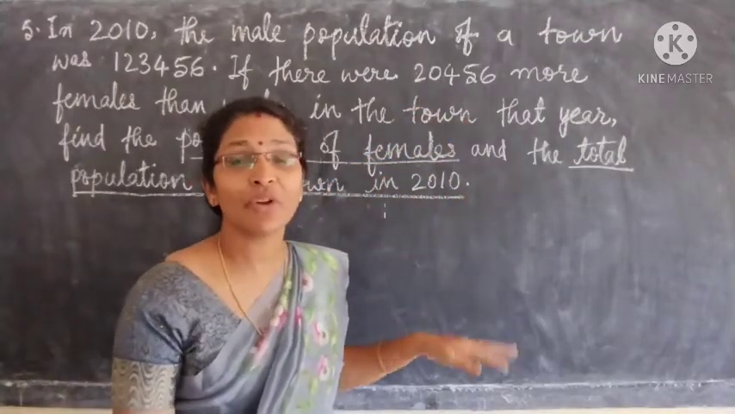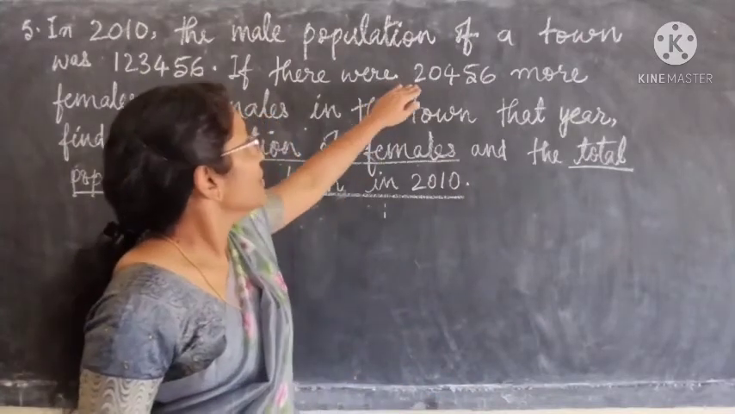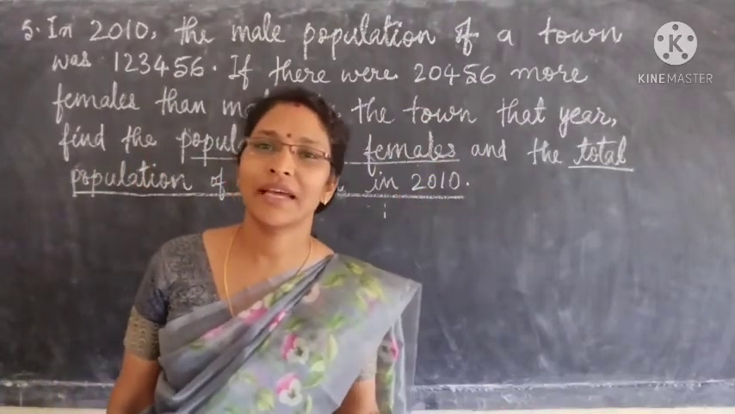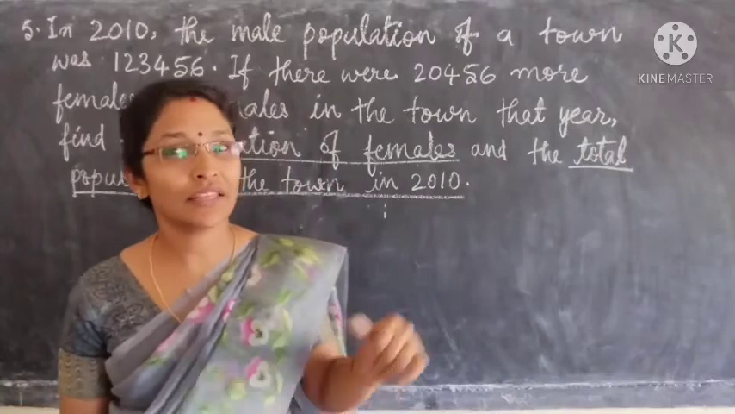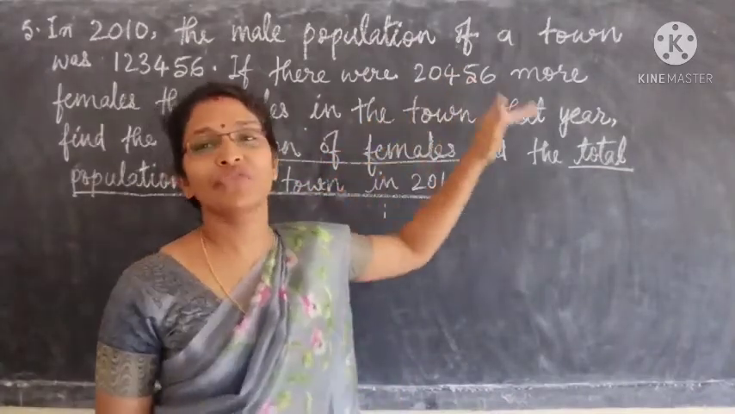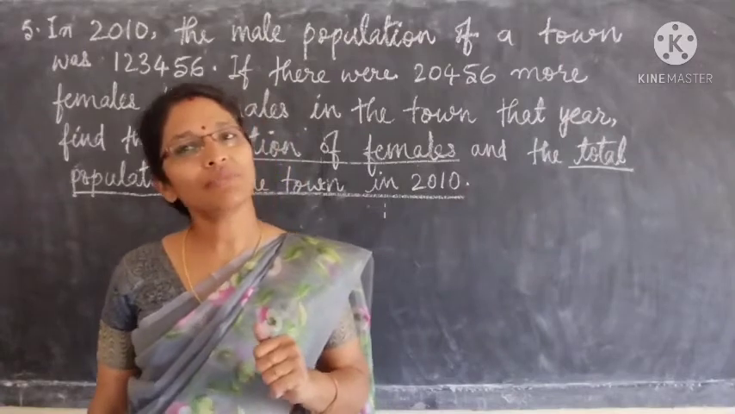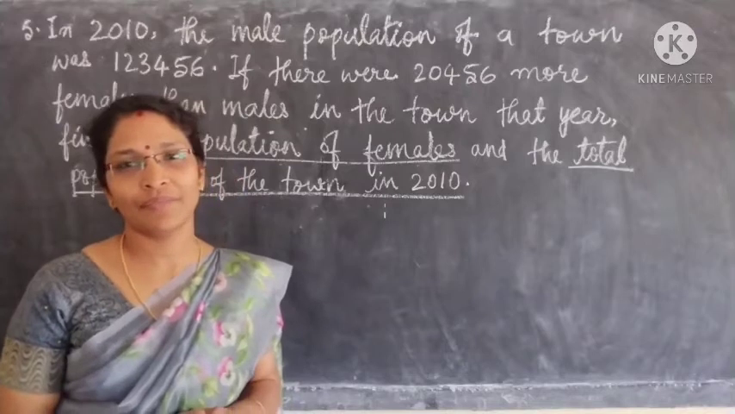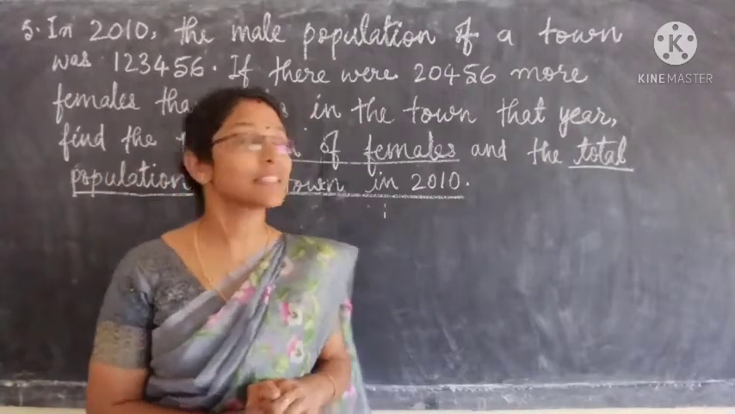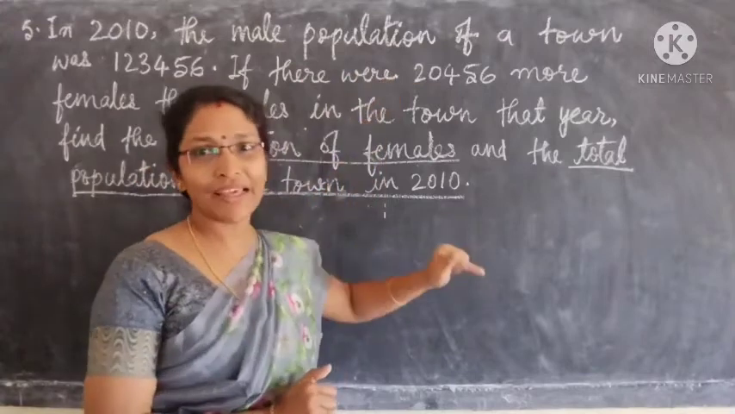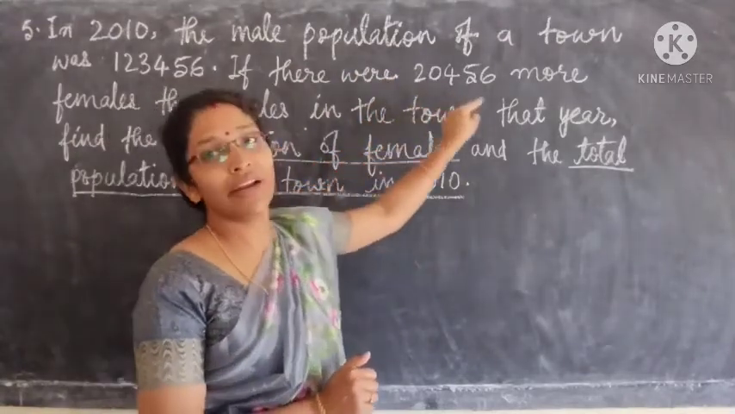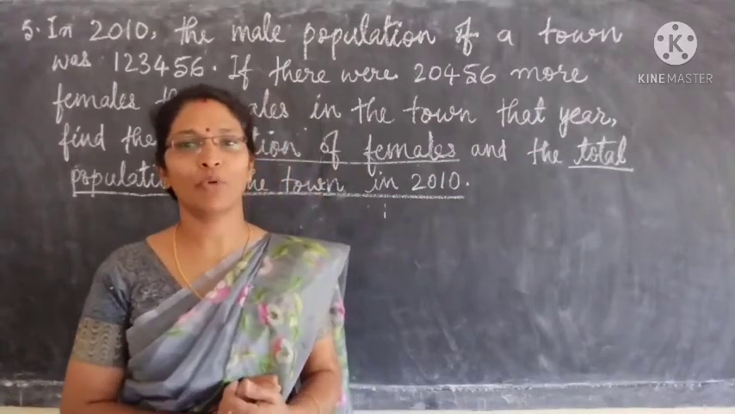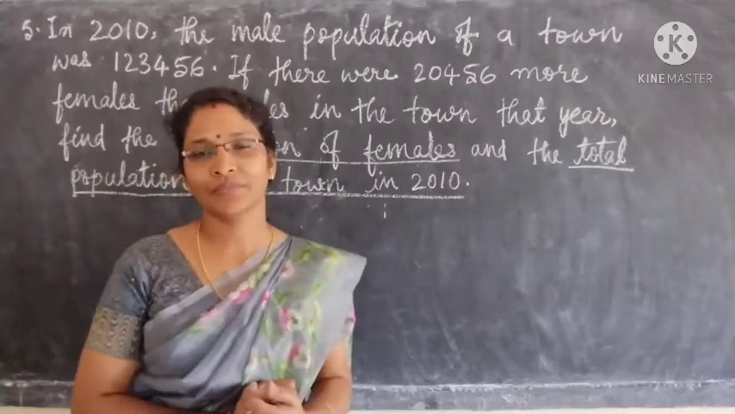is 20,456 the total number of females? No, but 20,456 more females are there in that town than males. This is the extra number of females in the town. From that, we can easily find out the population of females. How can we find out the population of females? The male population plus 20,456. That will be the number of females or population of females. Okay.